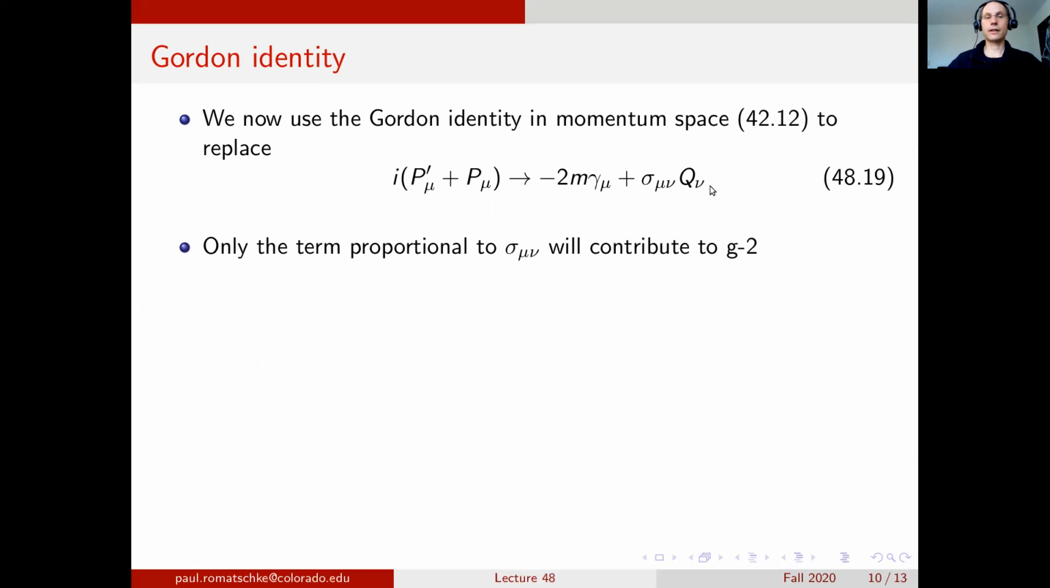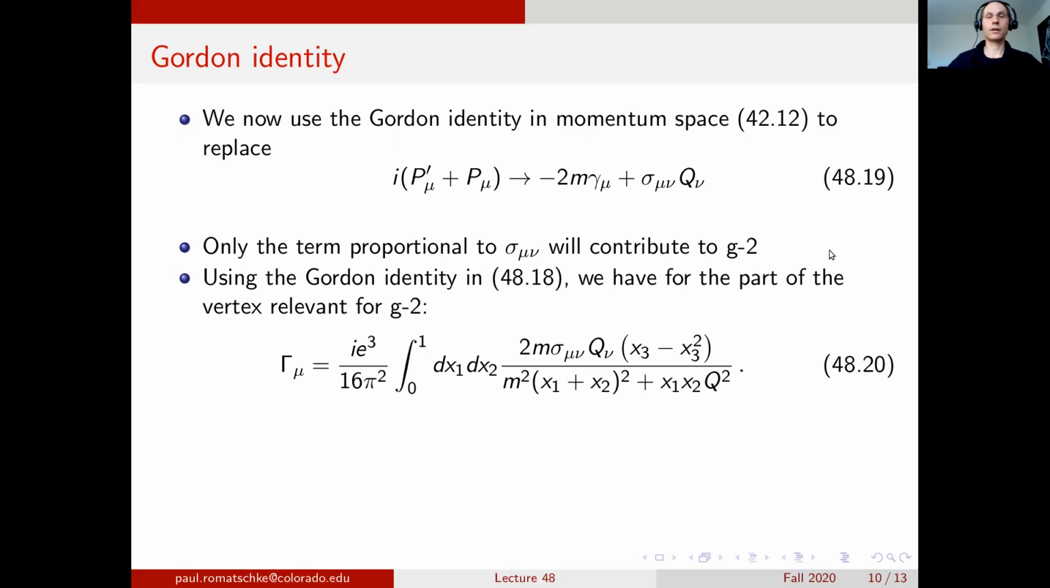If we do this, then we already know that the term proportional to sigma mu nu will be the one contributing to g minus 2, whereas all the other terms will give contributions, but not a contribution to g minus 2. So we find that after using this Gordon identity, the only term that will give a contribution to g minus 2 is the following term here. It's an integration of x1, x2, and this piece.